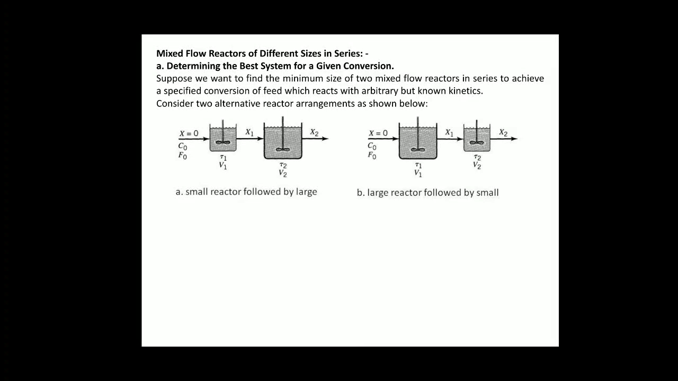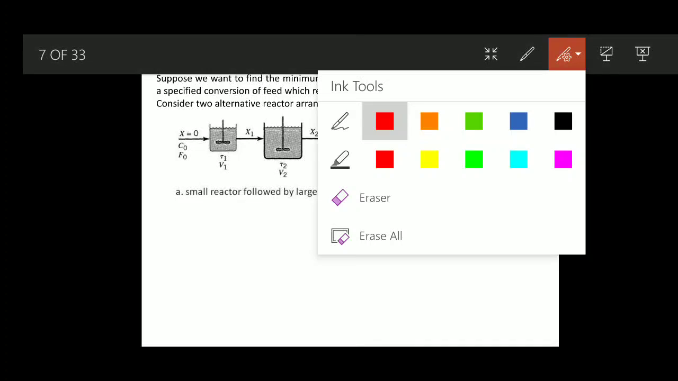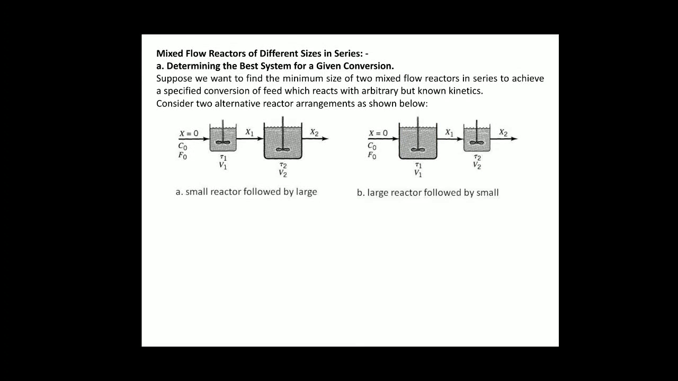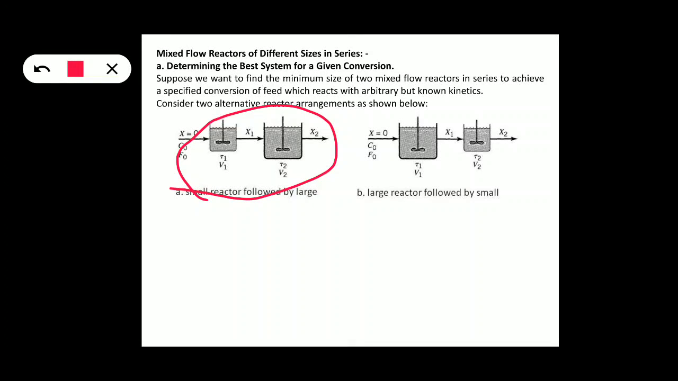Here you can see figure A represents the small reactor followed by a large reactor, and B represents a large reactor followed by a small reactor. This is case A. Here a small reactor is followed by a large reactor, so V1 is less than V2. In system B, the large reactor is followed by the small reactor, so V1 is greater than V2.